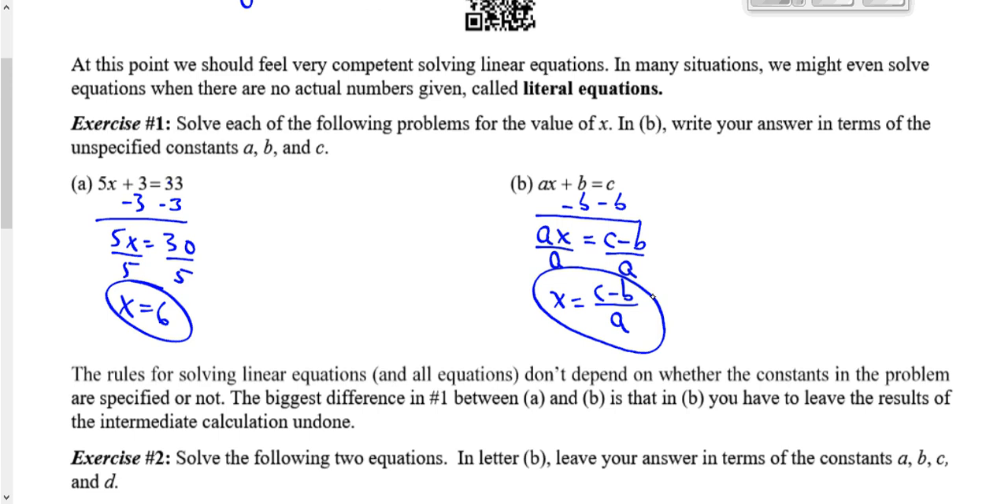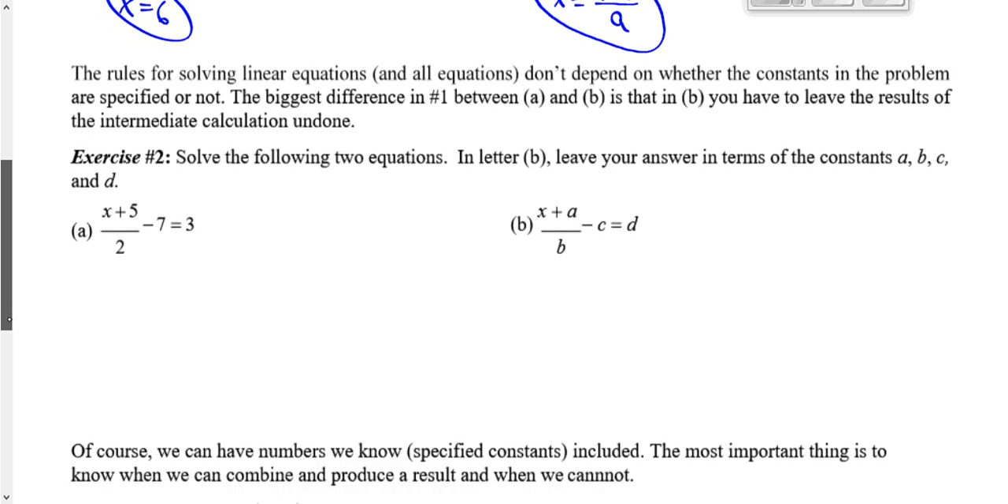Does that confuse anybody? Again, we don't know what the values of a, b, and c are, so we just have to leave them like that, and when we do get numbers to plug in, then we can do the subtraction and division. Let's look at some other ones here.